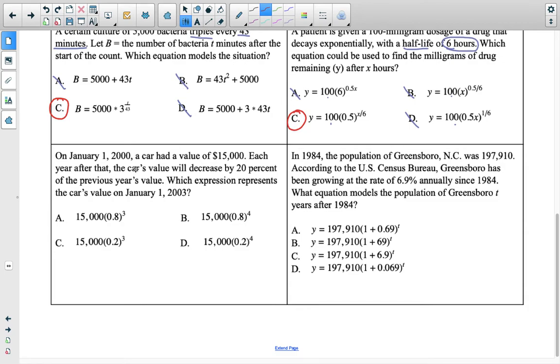On January 1st, 2000, a car had a value of $15,000. Each year after that, the car's value will decrease by 20% of the previous year's value. Which expression represents the car's value on January 1st, 2003? So we started in 2000, we're going to 2003. That means that our X value will equal 3 years, because it's each year.